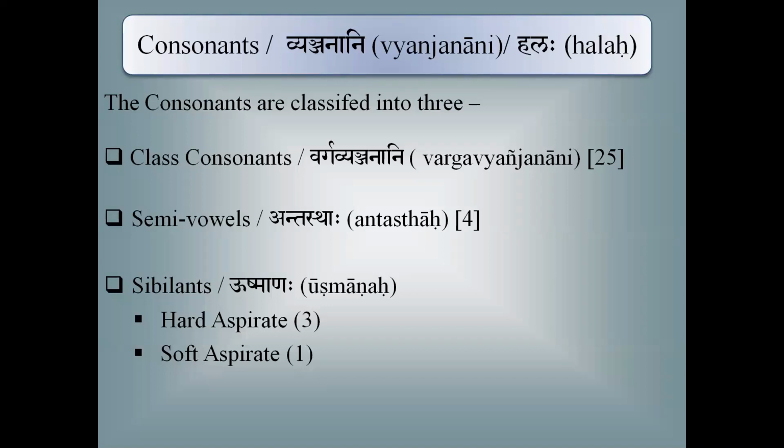They are grouped together for a reason. The reason is Uchcharana Sthanam. The consonants having the same place of pronunciation are grouped together. So therefore, there are 5 groups, 5 classes, each class having 5 consonants. Therefore, 25 class consonants, and 4 semi-vowels, and 4 sibilants. And these 4 sibilants are divided into hard aspirate and soft aspirate. 3 hard aspirate and 1 soft aspirate.